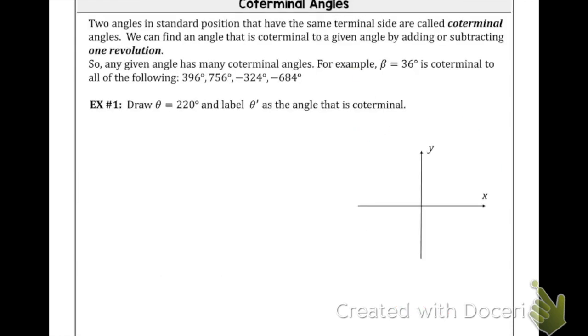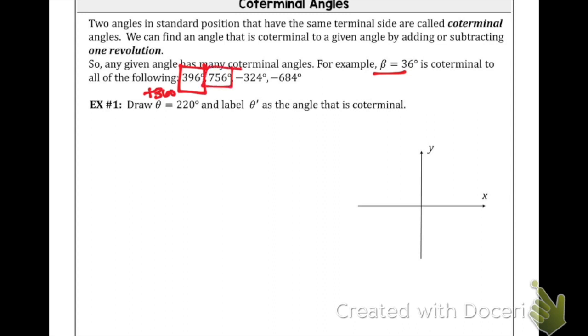Okay, so two angles in standard position that have the same terminal side we call coterminal angles. We can find an angle that is coterminal to any given angle by adding or subtracting one revolution, and one revolution around a circle is 360 degrees. So for example, if we let one of our angles beta equal 36, then a coterminal angle to that 36 would be 396, and we got that just by adding 360.